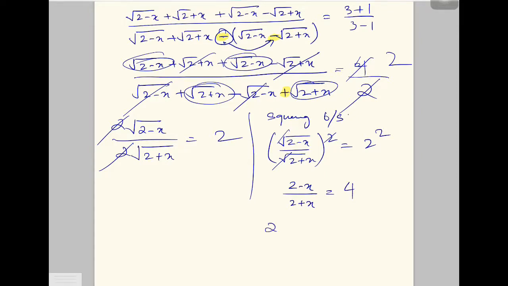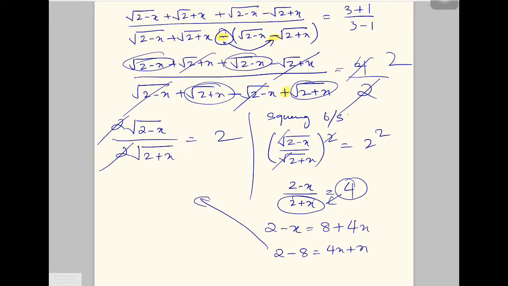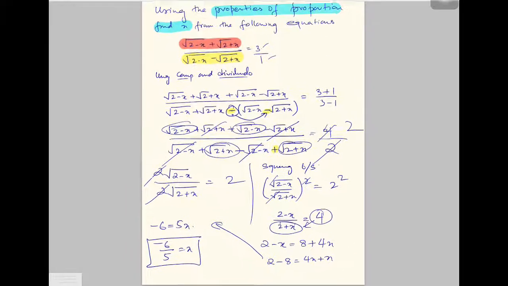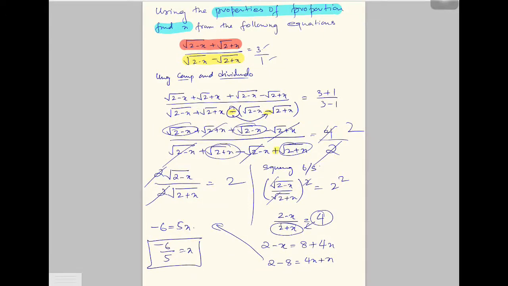So cross multiply, 2 minus x equals 8 plus 4x. How come? 4, this goes here, 4 to 8, 4x, and finally I have 2 minus 8 equals 4x plus x. Let me show you here. Then finally minus 6 equals 5x, and the answer is minus 6 by 5. So that is my x. So that's how I obtain the value of x, by using the property of proportion, and that too the most important one, componendo and dividendo.